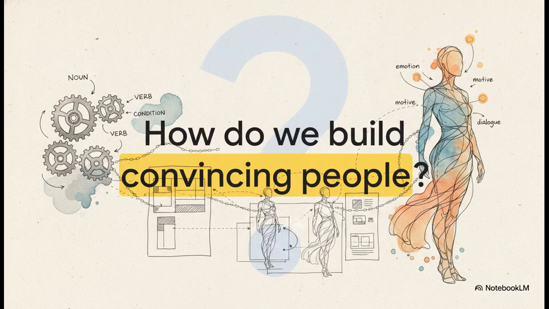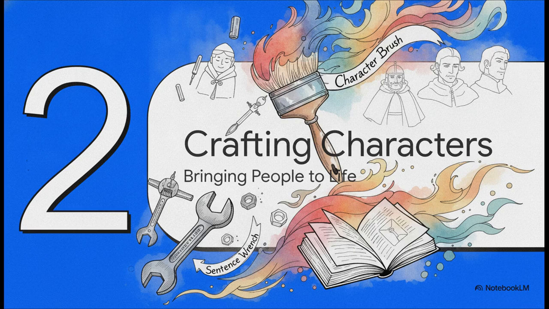So here's the crucial point. We've mastered the nuts and bolts, right? We can swap nouns for verbs, we can flip conditions around all day, but mechanics alone do not make a great story. The real question is, how do we take these perfectly constructed sentences and actually use them to build convincing, breathing people? Which brings us to Section 2, crafting vivid characters. It's time to put down the wrench, pick up the brush, and bring some people to life.